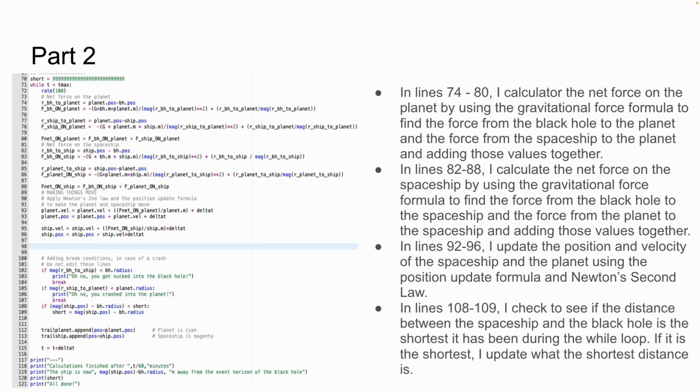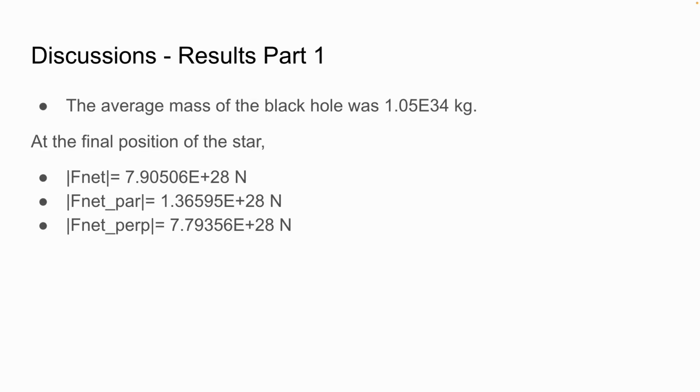In lines 108 to 109, I check to see if the distance between the spaceship and the black hole is the shortest it has been during the while loop. If it is the shortest, I update what the shortest distance is.